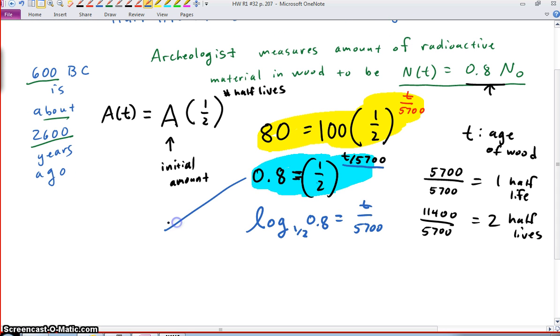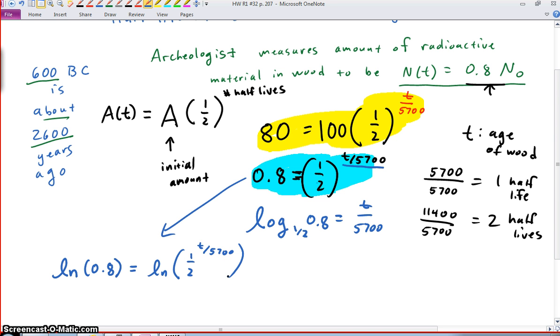So I'm going to take this equation here, and what I'm going to do is take the log of both sides of it. And does it matter what base I use? No, it doesn't. I'm going to take the natural log of both sides. I could still do it using log base 10, which is just log. So it's the natural log of 0.8 equals the natural log of 1/2 raised to the t over 5,700.